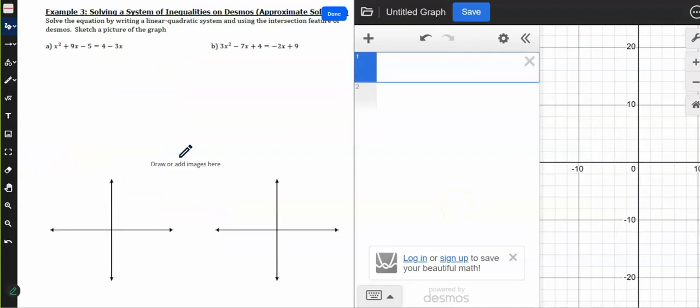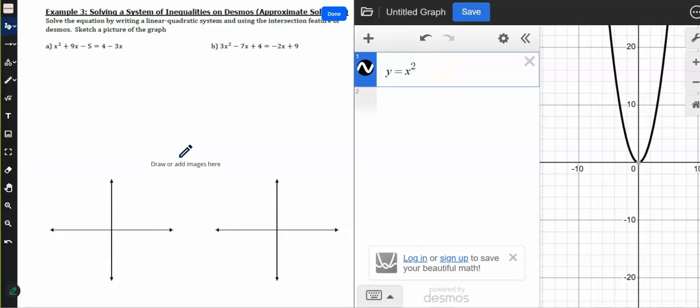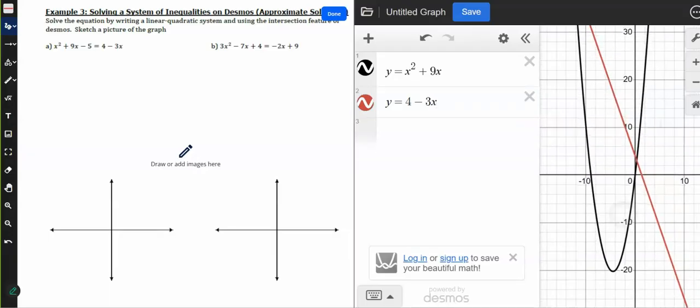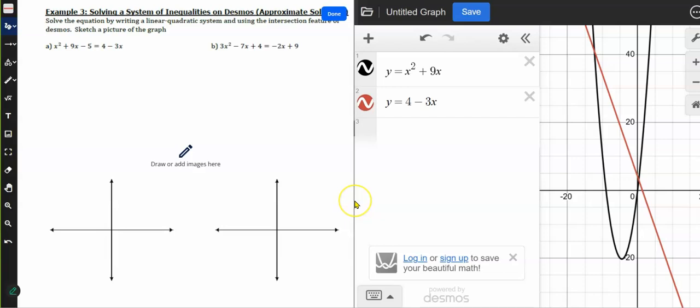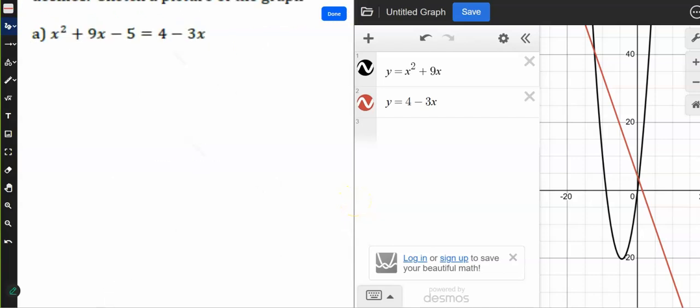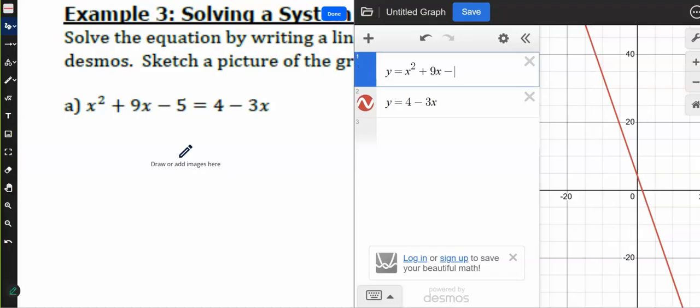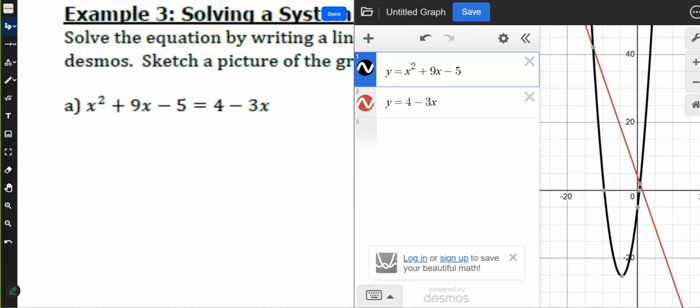All right, on example 3, what if I said y equals x squared plus 9x and y equals 4 minus 3x. Now, I want you to notice what I've done here. Oh, I missed something here. That's a minus 5. I called this one y, and I called this one y. And I put them on the Desmos graph.